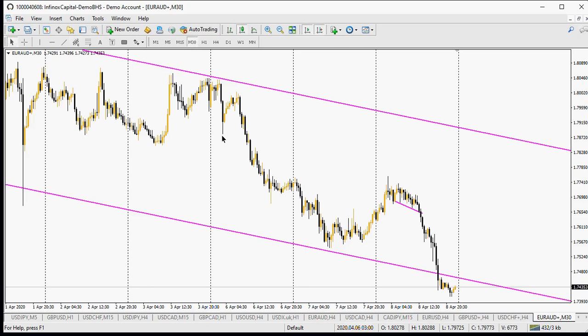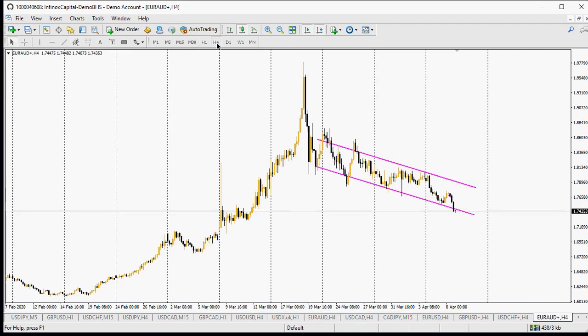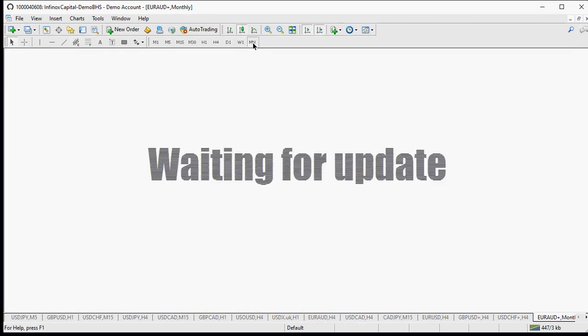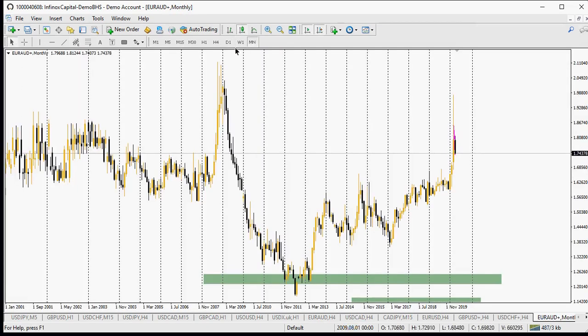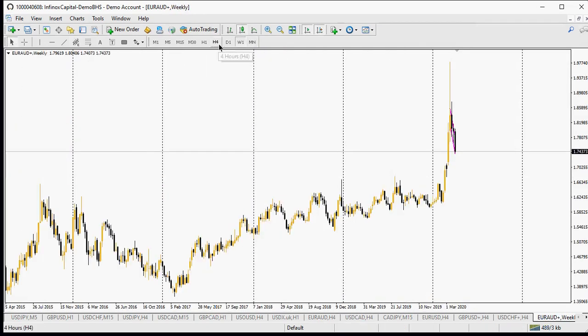And then I want you to write this down. Patterns on higher time frame are always stronger than patterns on lower time frames. Please write this down. It's very important. Patterns on 4 hours, daily, weekly, monthly, they are always stronger than patterns on lower time frames.